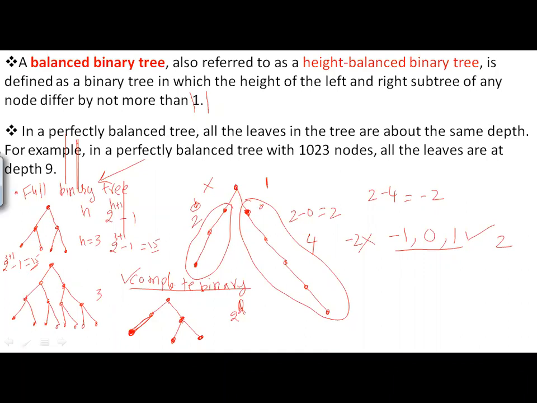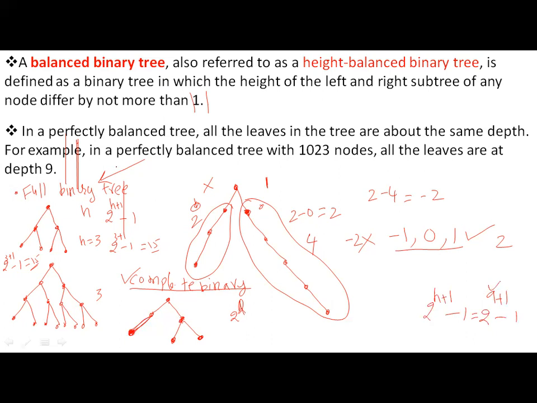In the other way, if a perfectly balanced tree has 1023 nodes, what is its depth? You can use this formula. You can write 2 power of h plus 1 minus 1. So 1023 is approximately equal to 1024. How can you write 1024? 2 power 10. So 2 power 10 can be written as 2 power 9 plus 1 minus 1, whose value is 1023. So then the height of the tree is 9.